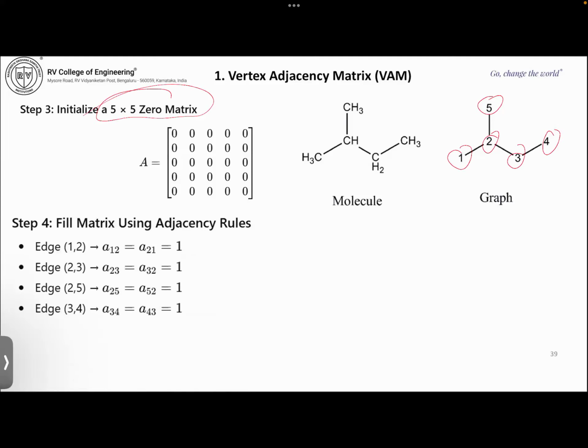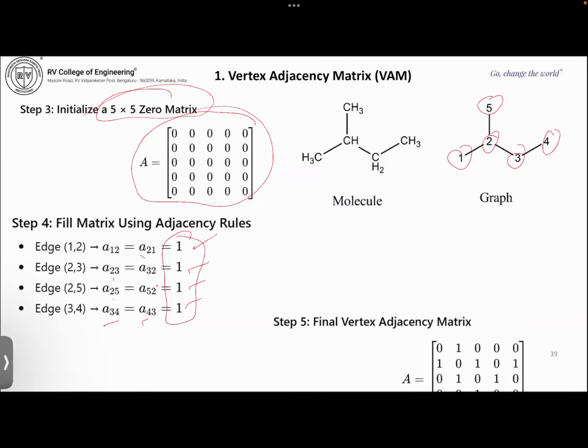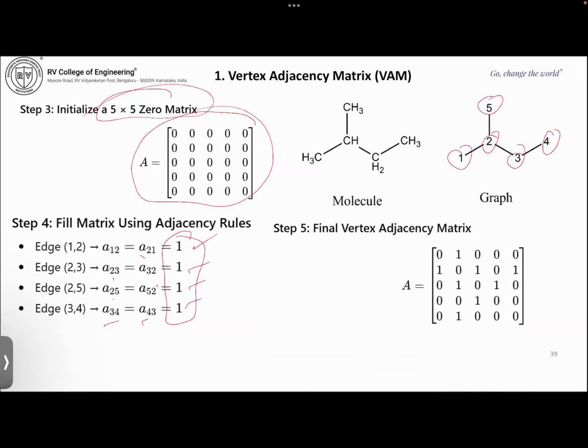Then fill the matrix. Once you define the 5 cross 5 matrix, fill it using the adjacency rules. What is the adjacency rule? Aij or Aji is equal to 1 for adjacent vertices joined by an edge. There are 4 different edges, and for all of them the entry is 1. For others it will be 0. So you can see the 5 vertices, 1, 2, 3, 4, 5.